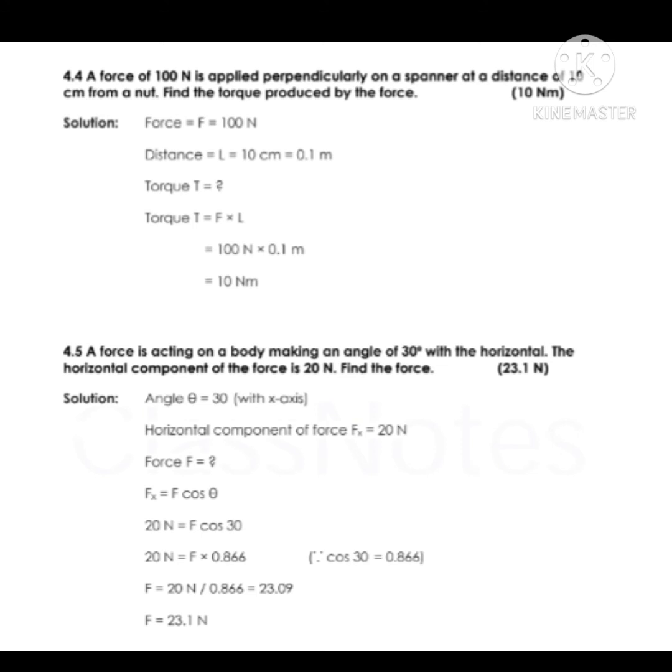So as we know that horizontal force, that is F of x, equals F cos theta. By putting these values, F of x is 20 Newton and theta is 30, so we have 20 Newton equals F into 0.866. By rearranging, because we want to calculate the force, we divide 20 by 0.866, and we have 23.1 Newton, that is the force.